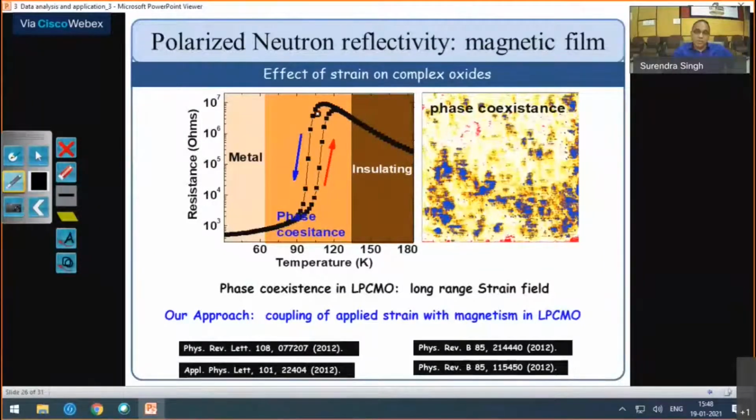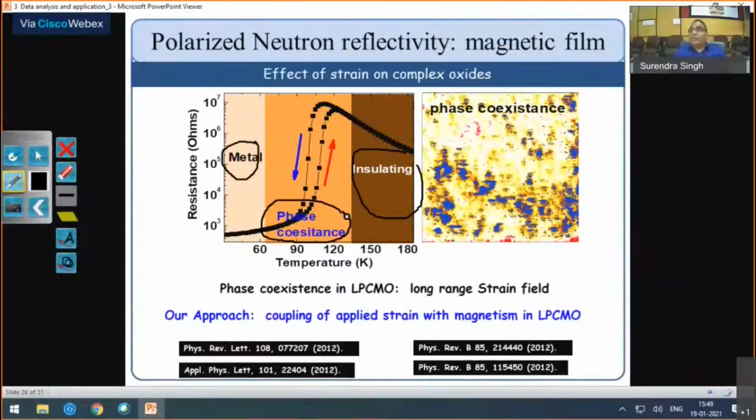During the cooling, it follows this cycle, and then it becomes metallic in this region. When you raise the temperature, then it follows this path, and then you have a hysteresis. That shows the first order phase transitions. So we have an insulating phase at high temperature, metal at low temperature, and in this region we have a phase coexistence, both metallic and insulating phase.